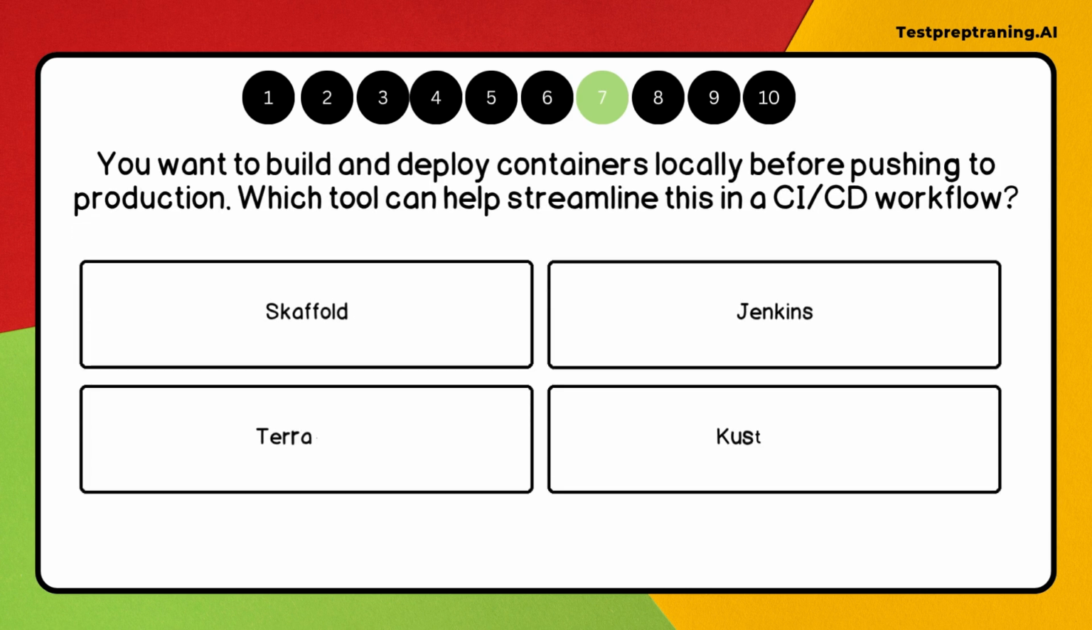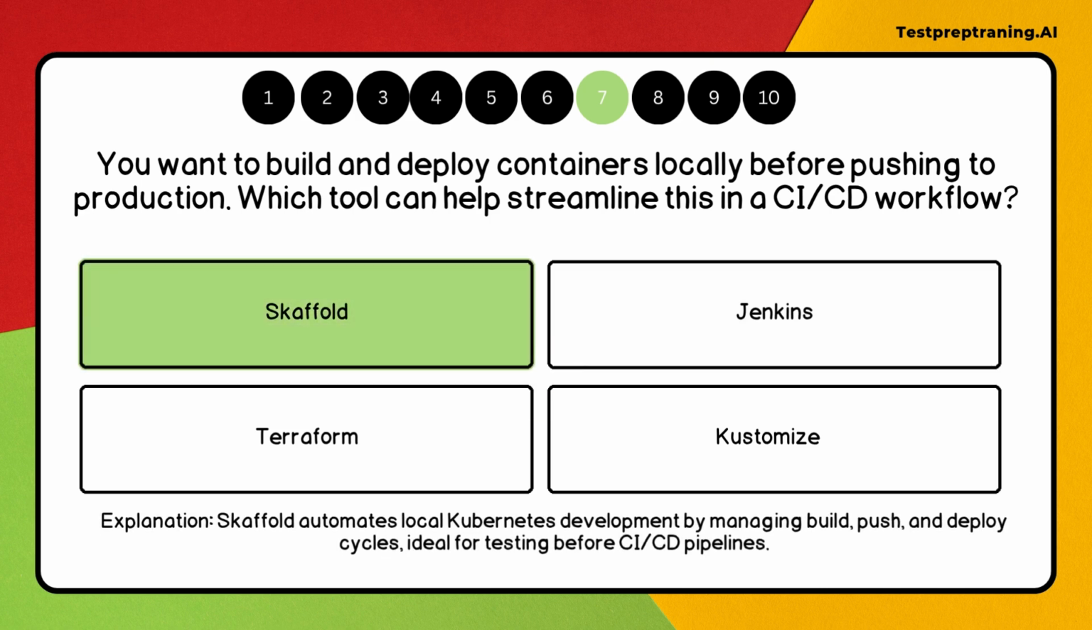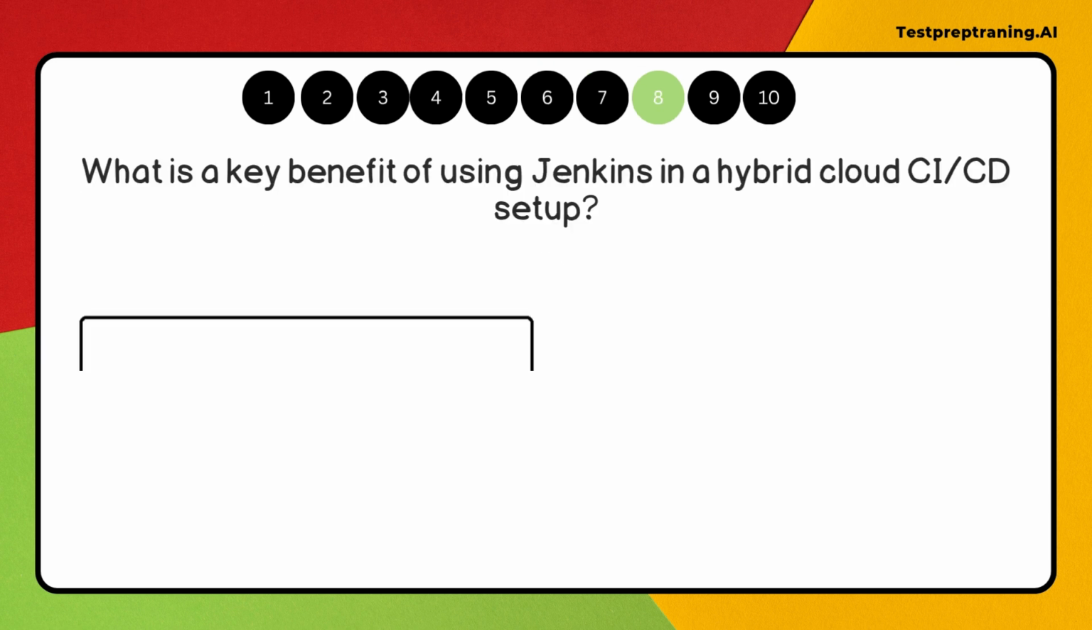Question 7. You want to build and deploy containers locally before pushing to production. Which tool can help streamline this in a CI/CD workflow? Correct answer is Skaffold. As Skaffold automates local Kubernetes development by managing build, push, and deploy cycles, ideal for testing before CI/CD pipelines.